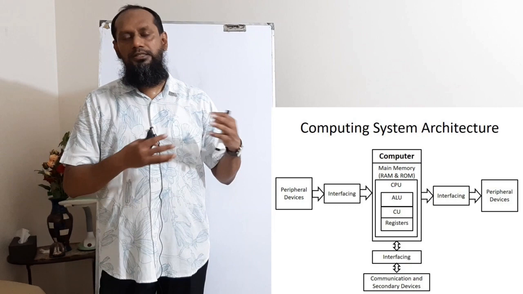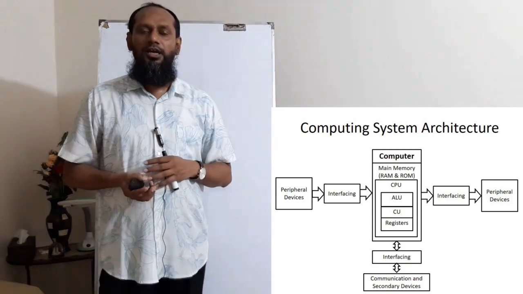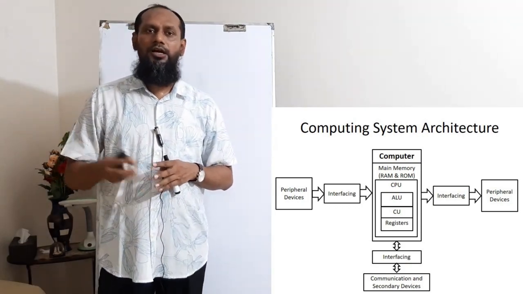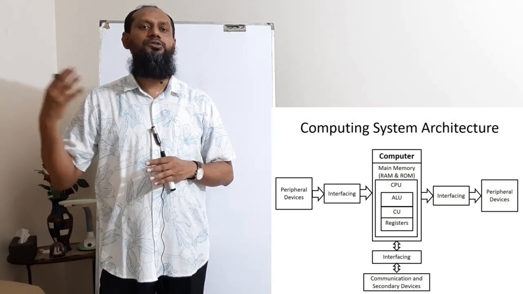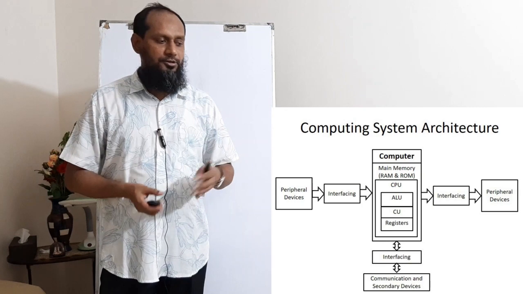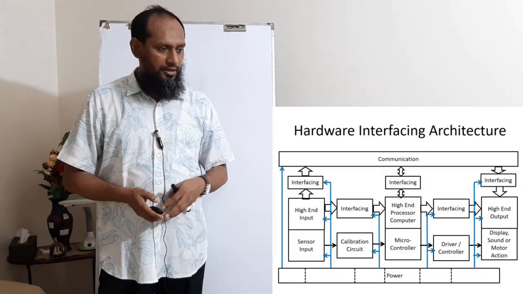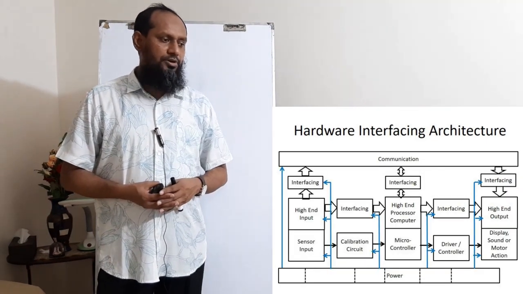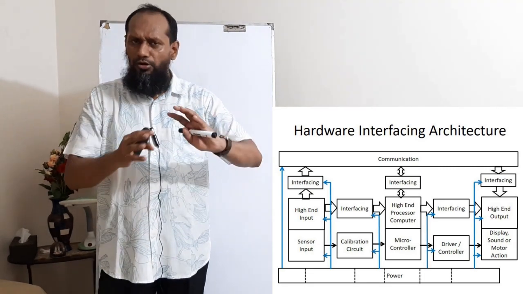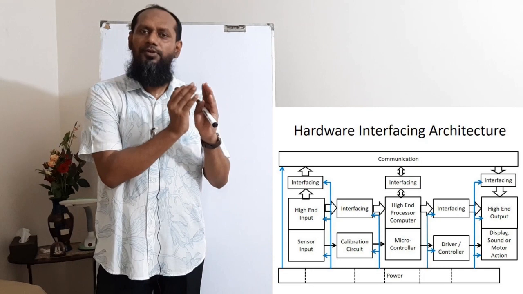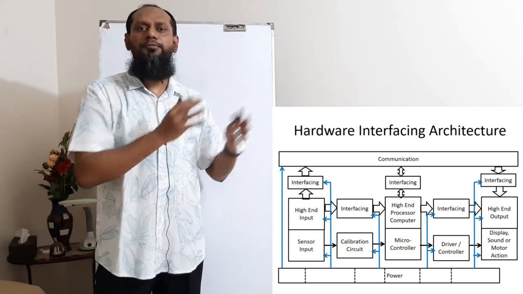In this class, in this semester, at the beginning we will discuss the interfacing IC 82C55. Then we will also discuss other issues of interfacing and different types of input-output devices. This is the hardware interfacing architecture. It looks complex, but not really. Take a look. This is the same figure as the previous one.